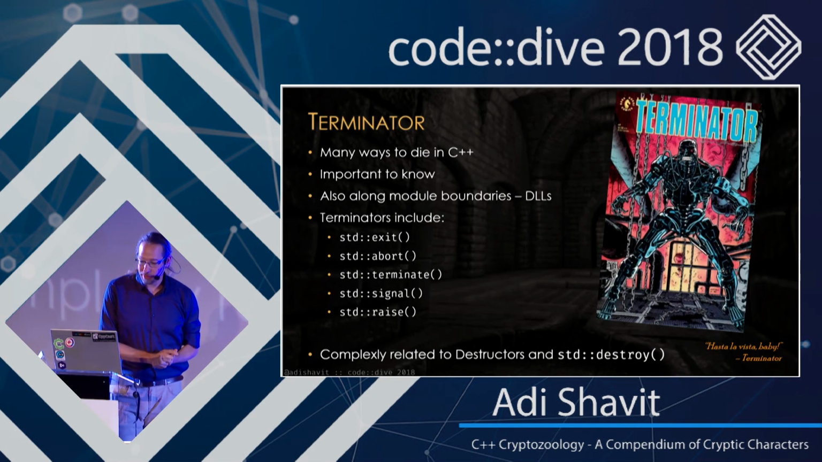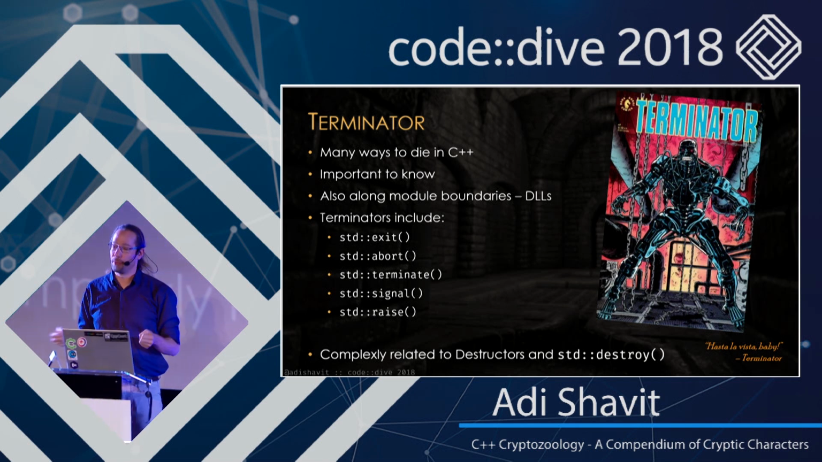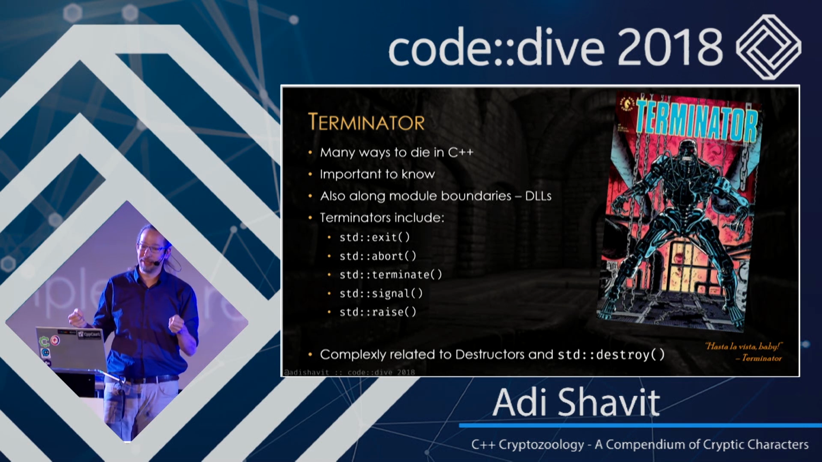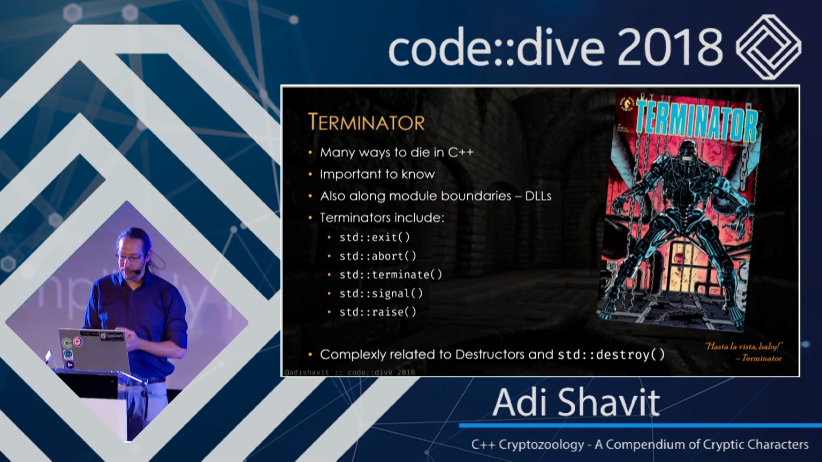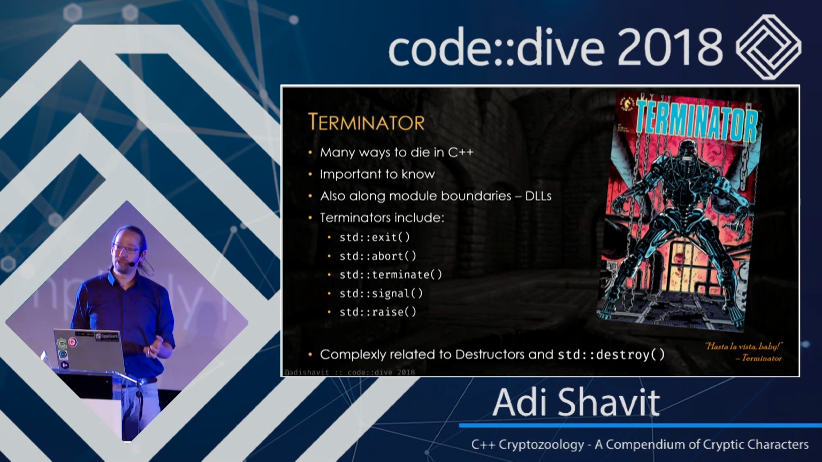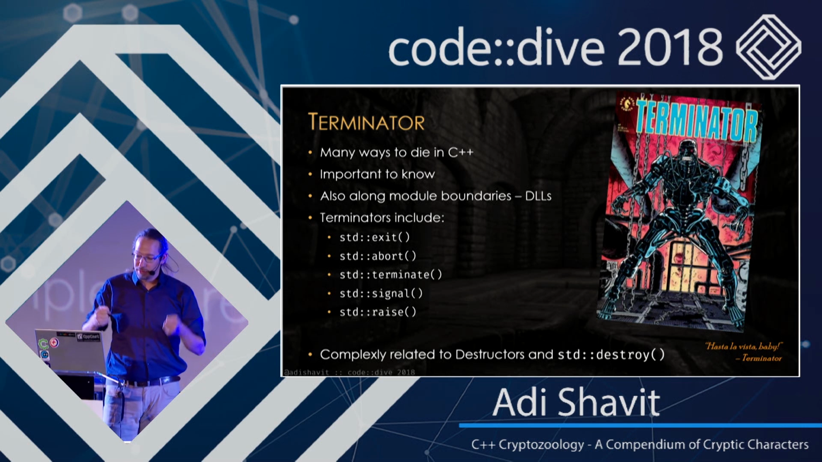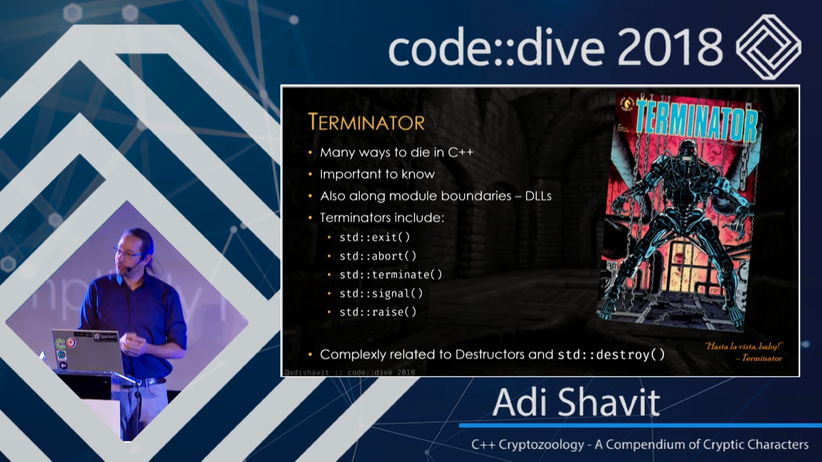One final one, which I really like, is that I hate to break it to you, but at some point your program will end. It will perish, it will die, and it will have to go out. Maybe this is by design, but often this is unexpected. There are many, many ways to die in C++, and I think it's really important to know, because you don't want to be surprised.